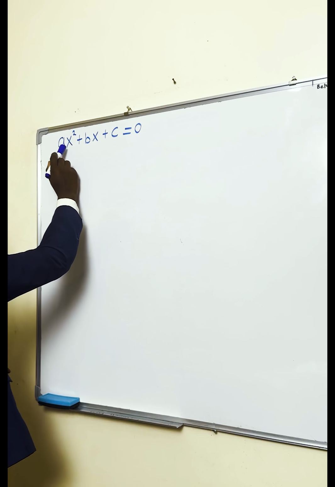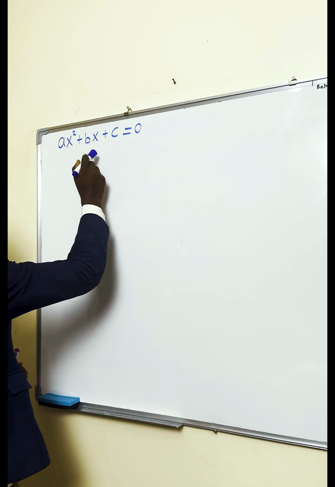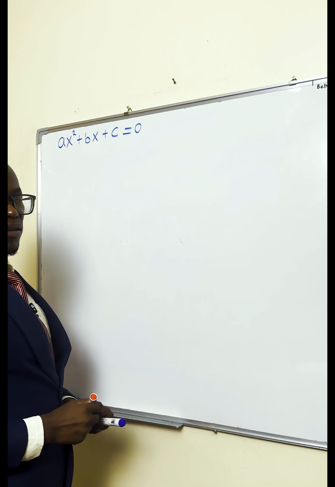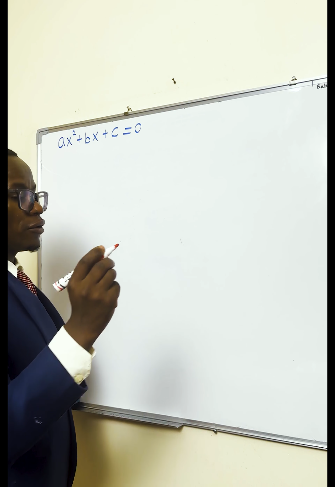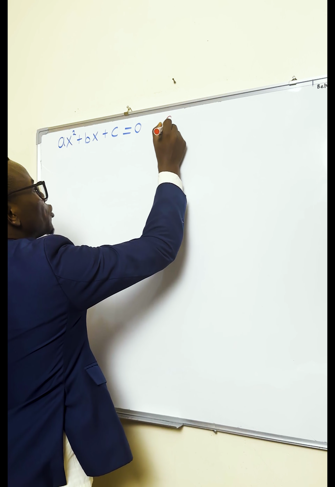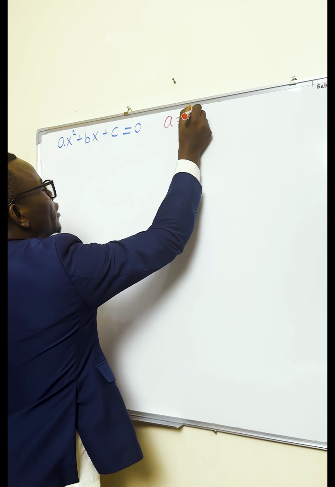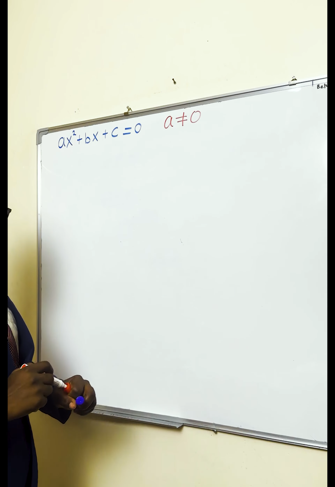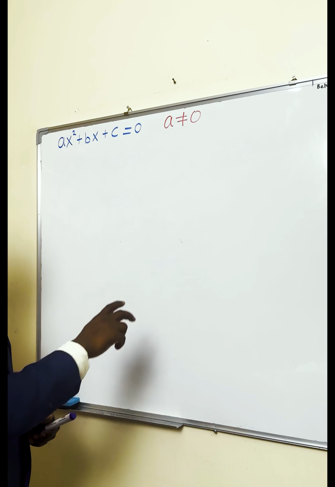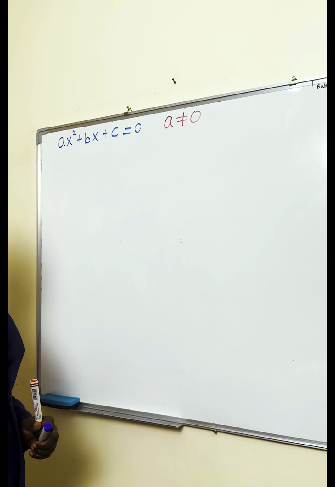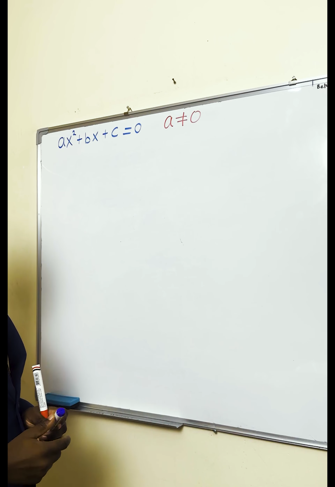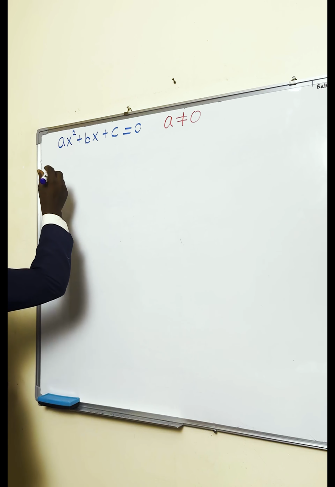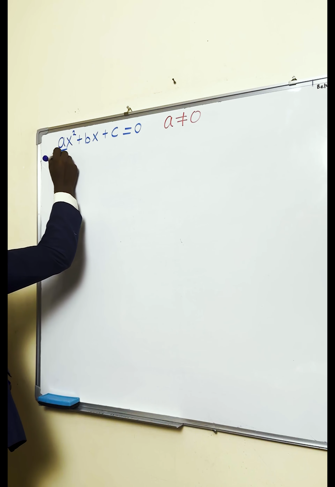That is ax squared plus bx plus c, everything is equal to 0. And we have to make sure that the value of a is not equal to 0, because if it is 0, then this equation ceases to be a quadratic equation. So we are going to begin by dividing through by a.